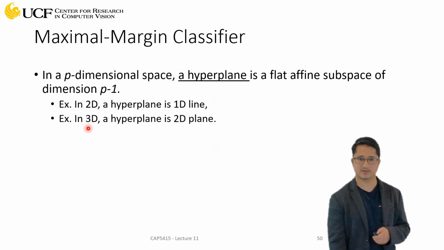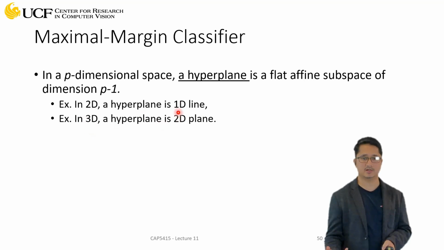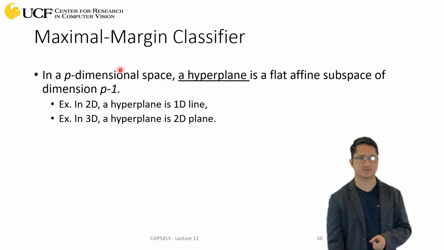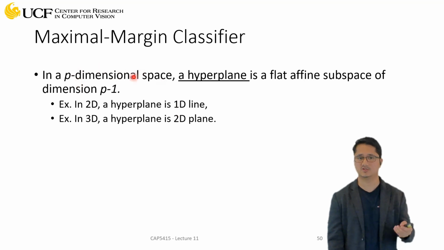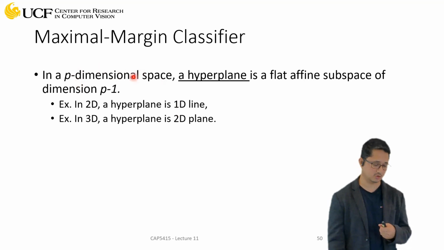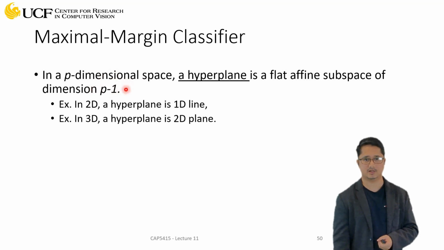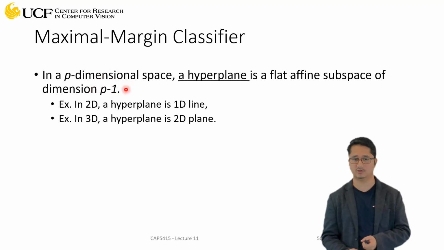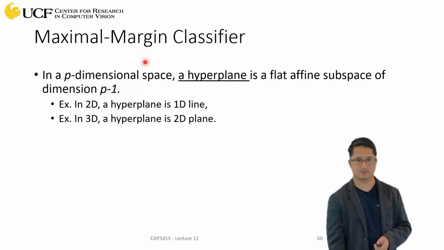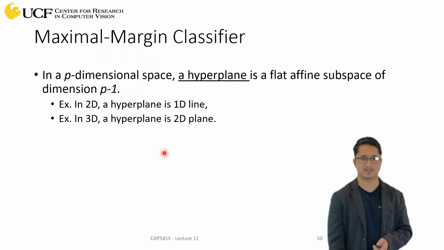If it's a three-dimensional space, the hyperplane will be a 2D plane. And similarly, if you have a p-dimensional space, which is usually the case because your features are most of the time high-dimensional, you will need a hyperplane which will have dimensionality p-1, and that's all we need to learn to get this maximum margin classifier.